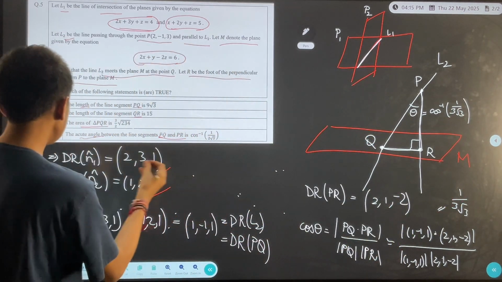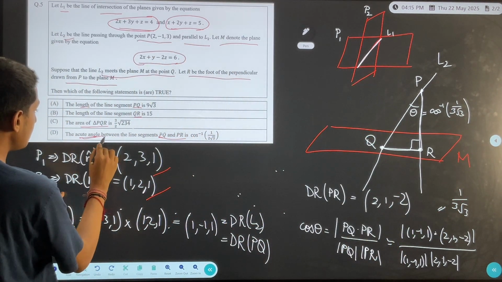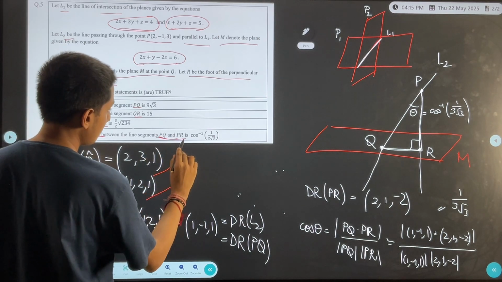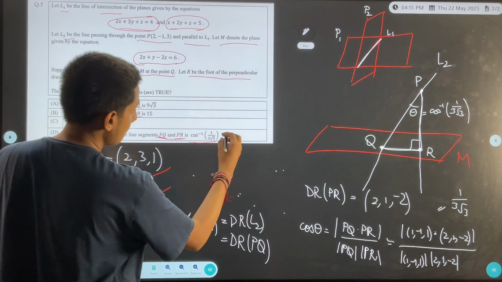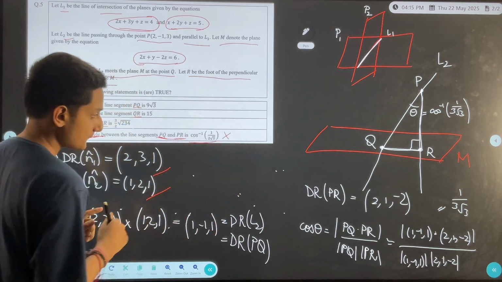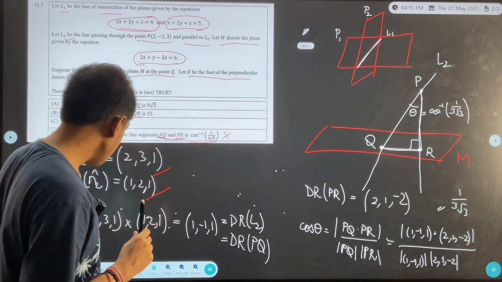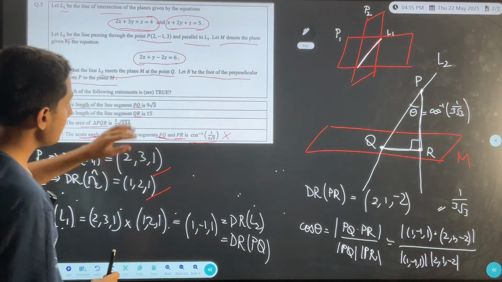But let's see option D. Here it's given acute angle between the line segments PQ and PR is cos inverse 1 by 2 root 3. Hence the option D is wrong. Next, let's get to trying to find any of these lengths.